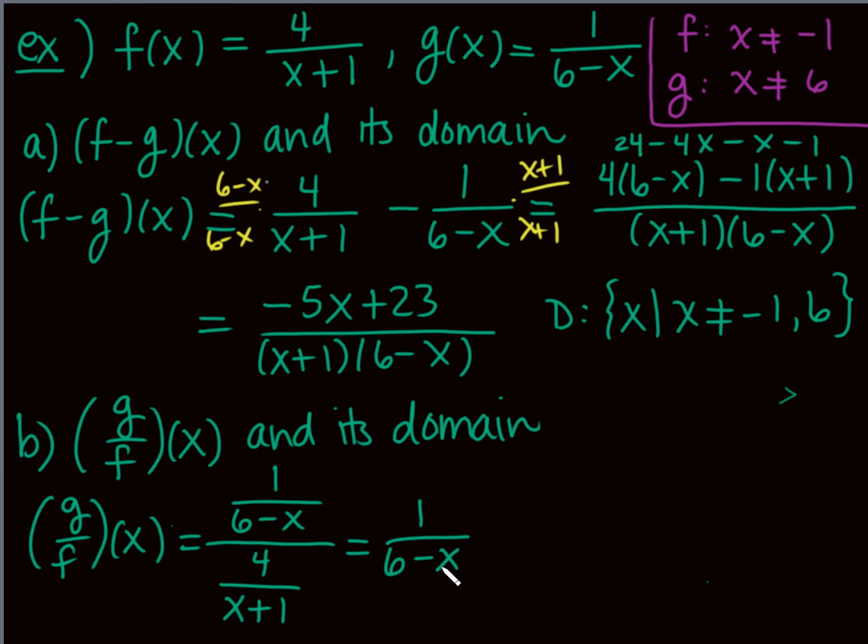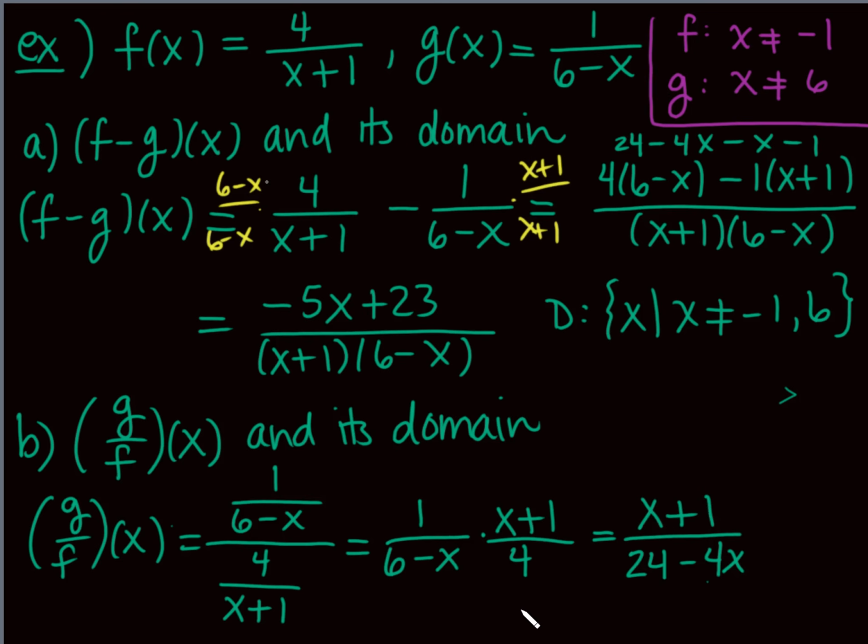But how do we divide by fractions? We multiply by the reciprocal of the denominator, okay? So the reciprocal of the denominator is x plus 1 over 4, and now it becomes multiplication. So look at what my final answer would be. We have x plus 1 over 24 minus 4x. And what is the domain of this going to be?